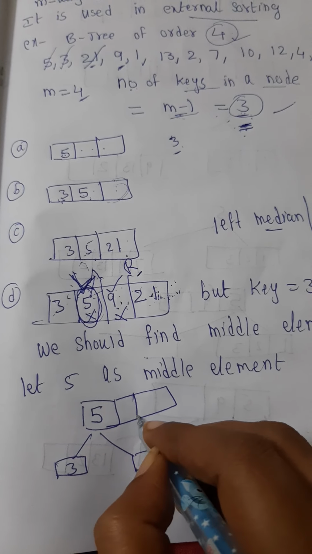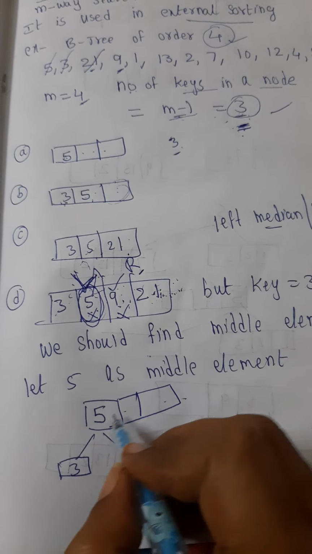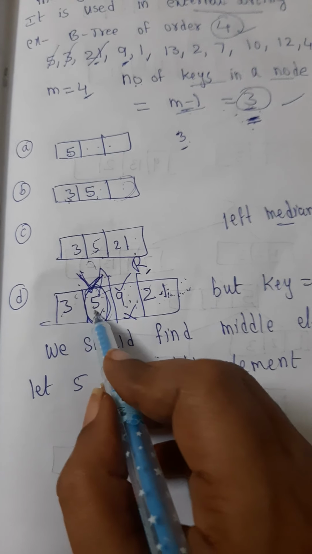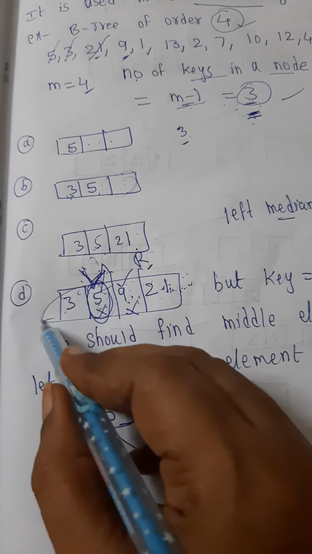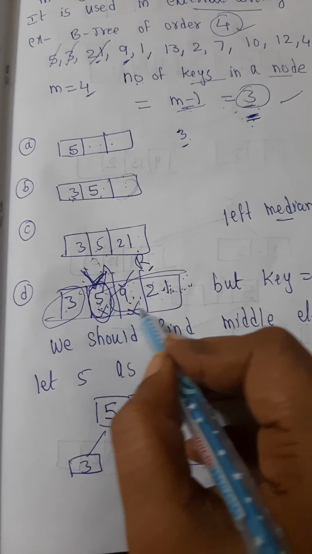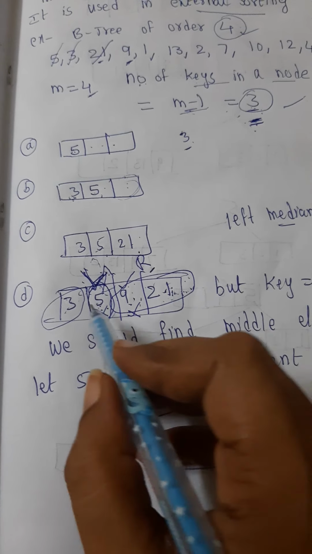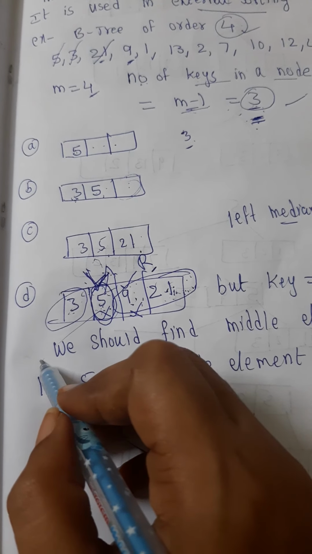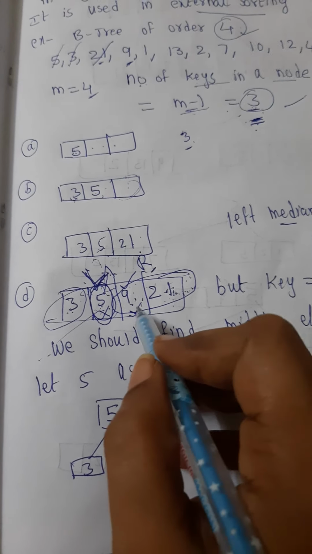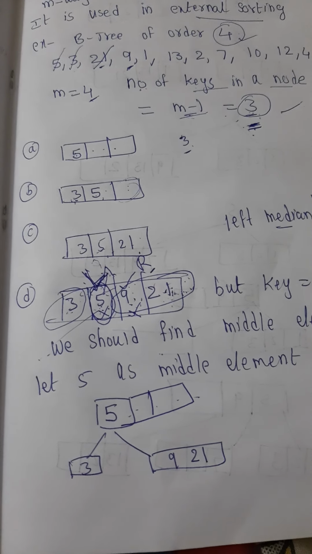That means it can again accommodate 3 children here. And when it goes up, the node is divided into two parts: this is one part and this is another part. So 3 will become the left child, and 9 and 21 will become the right child.